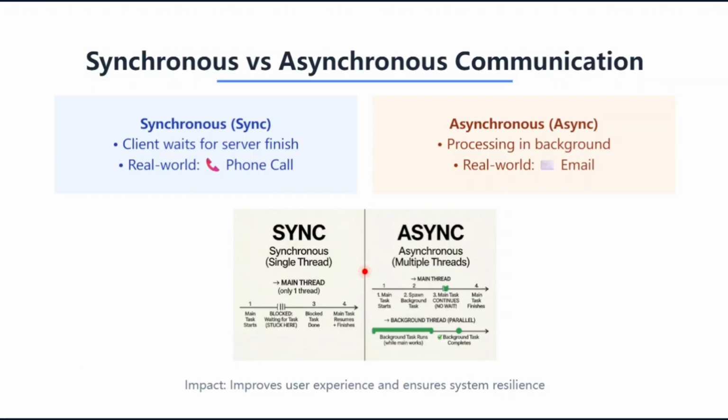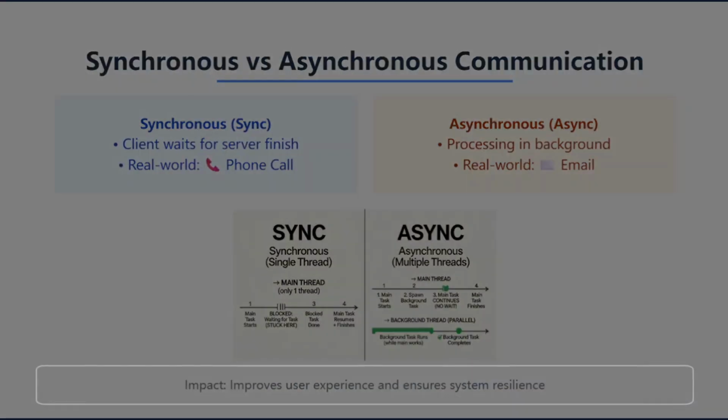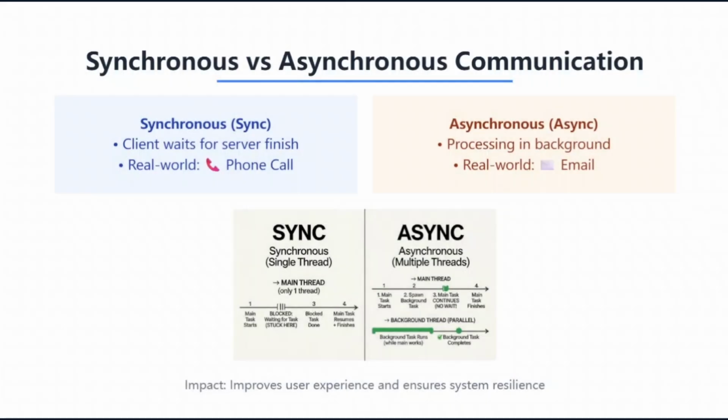If you look at this diagram, you can see the clear difference in the blocking time. In the sync flow, that gap where the client is doing nothing but waiting can become a major bottleneck if the server is slow. Ultimately, moving to asynchronous patterns where possible can drastically improve the user experience because the UI doesn't freeze. It also ensures system resilience, allowing us to handle heavy tasks without crashing the main application flow. Does that distinction make sense to everyone before we see it in action?